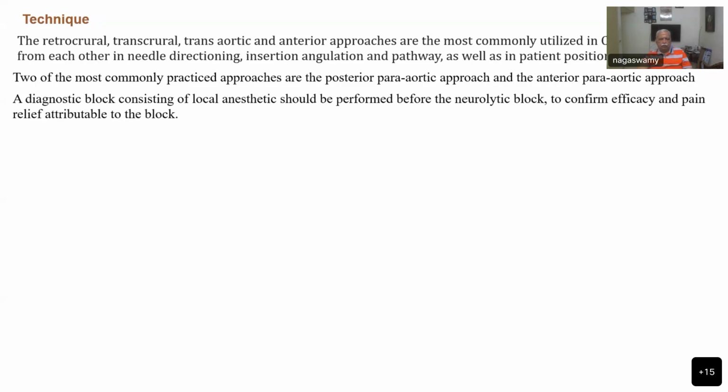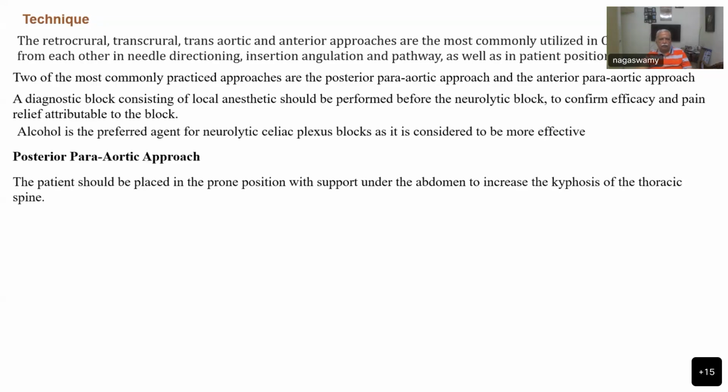And once you confirm that it is nicely working, then only you should attempt neurolysis. So straight away giving the neurolytic agent should not be done. And alcohol is the preferred agent. Some people use phenol also. And what is the posterior para-aortic approach?